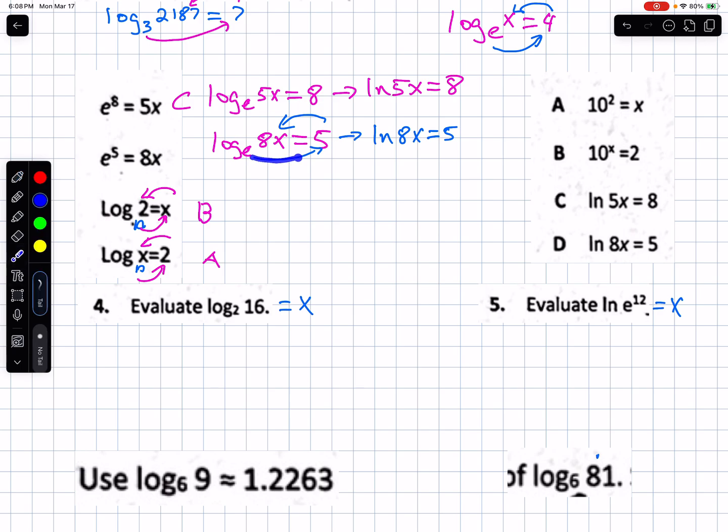Roll the log. So e to the fifth equals 8x. Anytime you see log base e, it means ln. Same thing here. e to the eighth equals 5x. Instead of log base e, you write ln. 10 to the x power equals 2. 10 squared equals x.